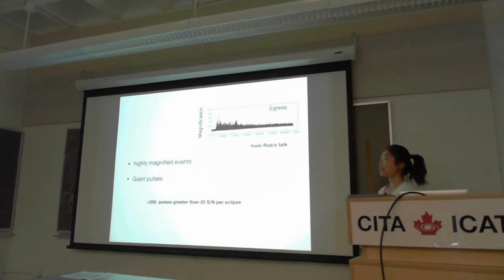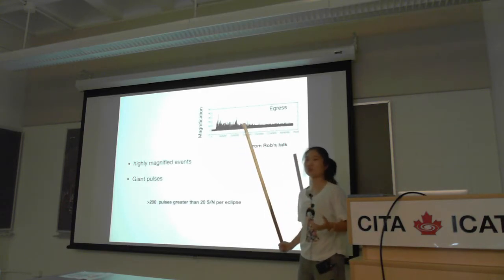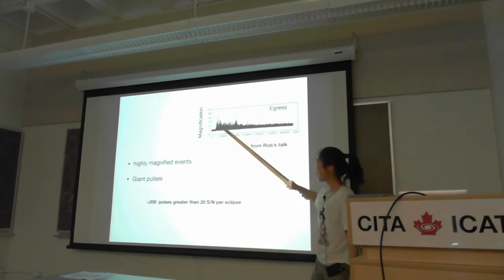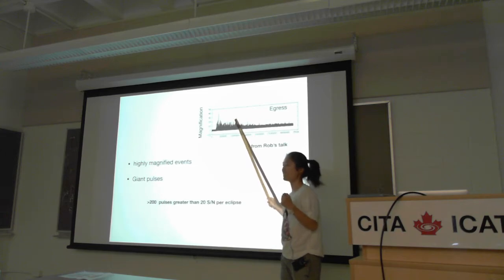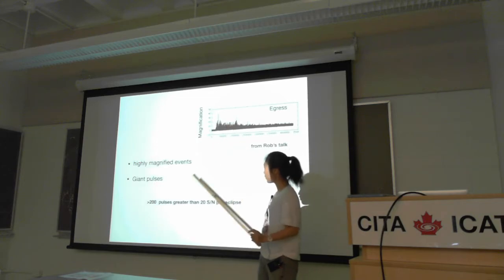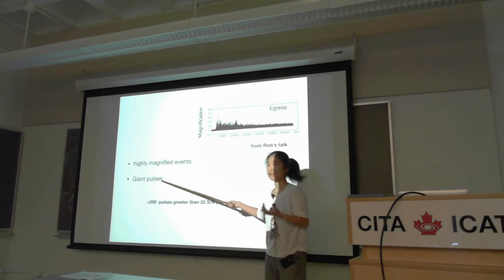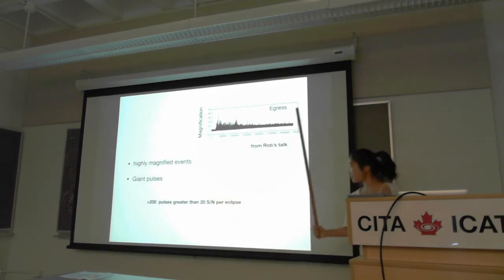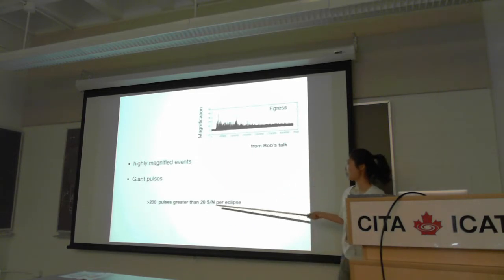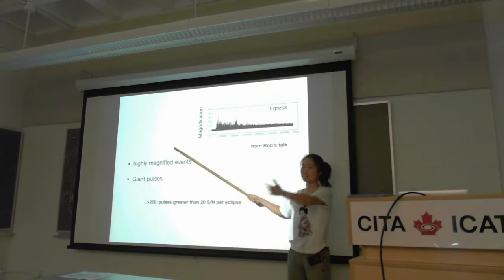And now we see that we are actually having a great chance to measure the magnetic field with single pulses, because this is the plot I stole from Rob's talk. We have lots of highly magnified events near the eclipse, so that will make individual pulses observable. And also we have those giant pulses that are highly polarized for us to see individually. We get more than 200 pulses just by observing one eclipse with more than 20 signal to noise. So how are we going to use those individual pulses?